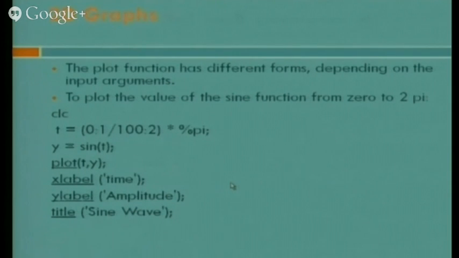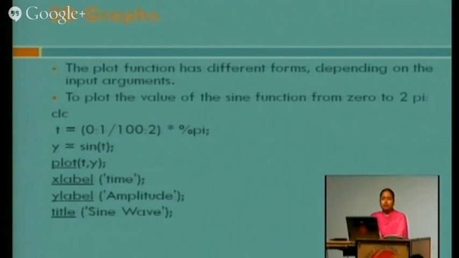Now coming to the graphs, it means now we have to plot something, right? So the plot functions take different forms depending upon the input arguments. Here is an example: t is equal to 0:0.01:2, meaning t is given values starting from 0 up to the final value of 2, and all these will be multiplied by pi, with a step size of 0.01.